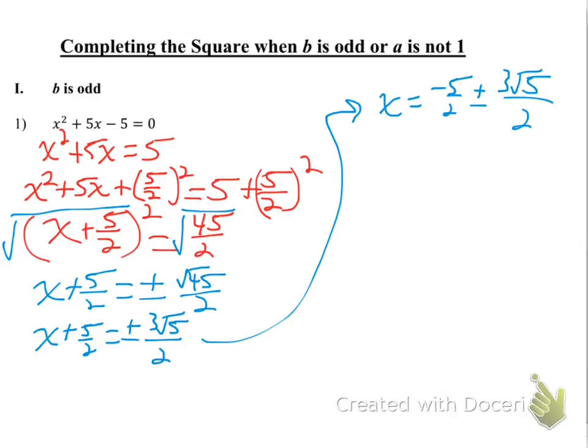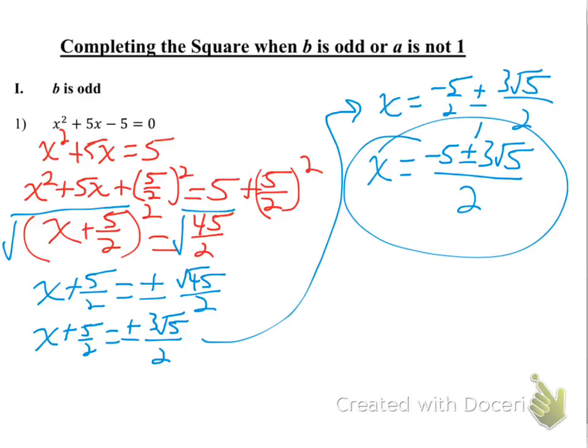So again, I just subtracted 5 halves from each side. And now we have common denominators, so we want to try and keep this into one gigantic fraction. So everything's going to be over 2, and they're the same. If they're not the same, we're going to have to make it the same. But since they are the same, we can just go ahead and rewrite the tops. Negative 5 plus or minus 3 square root 5. And now we are done. And remember, this part right here implies that this is 2 answers for the highest degree.